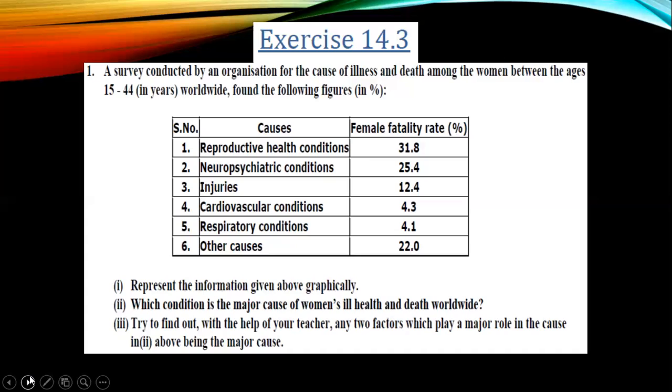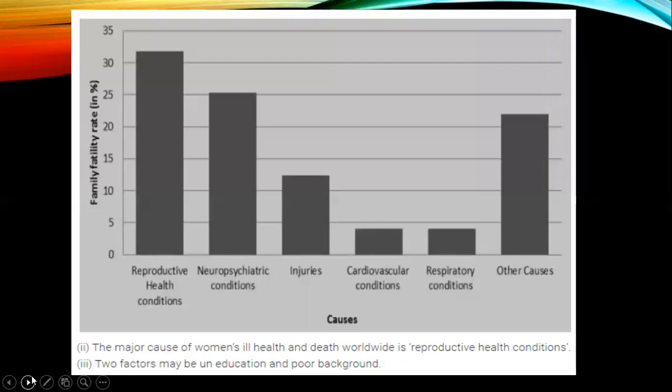Also, we have been asked to find out, with the help of the teacher, any 2 factors which may play a major role in the cause of death and illness among women, apart from the above being the major causes. Now, as you could see, all that I did was take a graph paper. On the x-axis, I'll represent the causes, and on the y-axis, I'll represent the percentage.